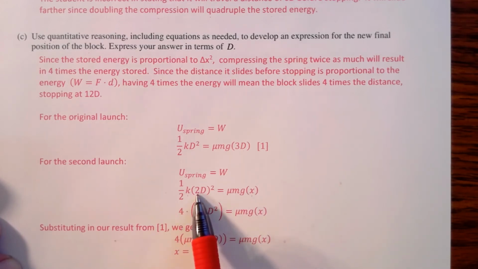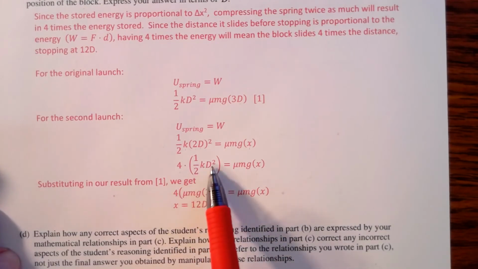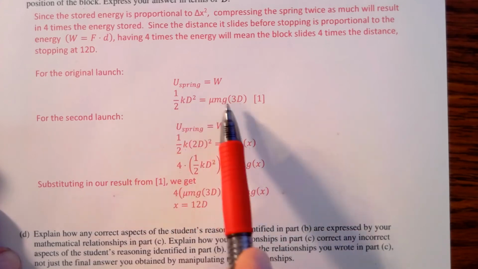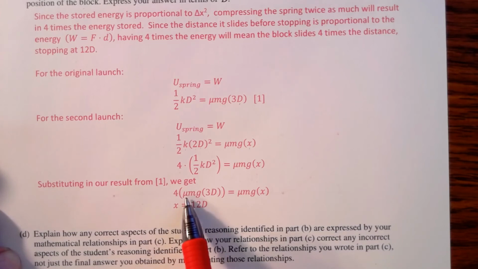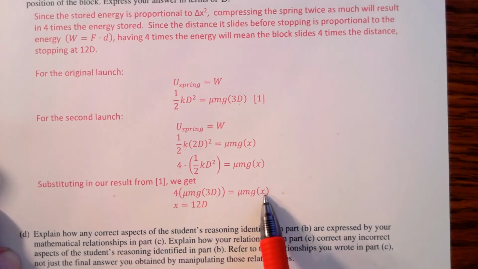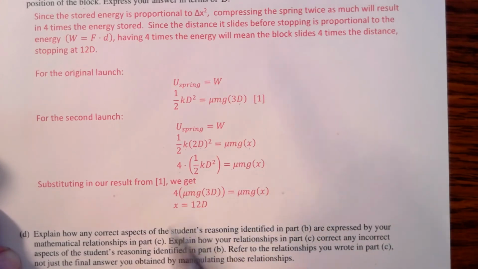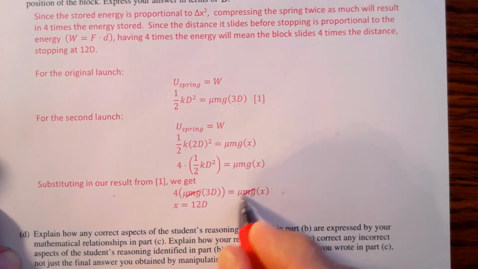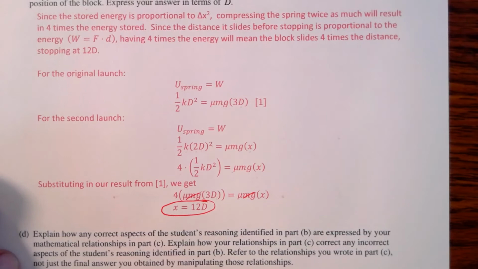I can pull out this 2 squared and write a 4, and then I can write 4 times 1/2 kd squared. I know 1/2 kd squared is mu mg times 3d, so I can put that in here. So I have 4 times mu mg 3d, and that's got to equal mu mg times x. So I basically substituted in equation 1 into here. And then the mu mg's all cancel there, and you're left with 4 times 3, or 12d, equals x. So you have derived an expression for the distance the block slides, and it is 12d.